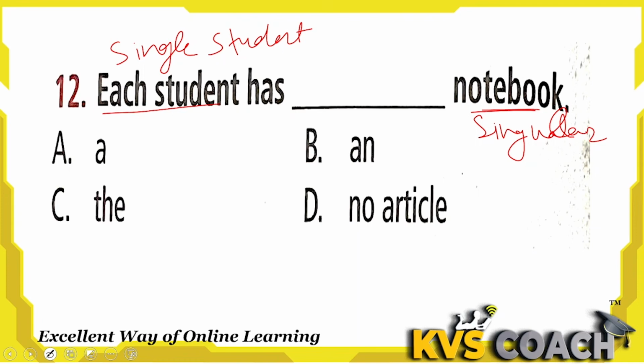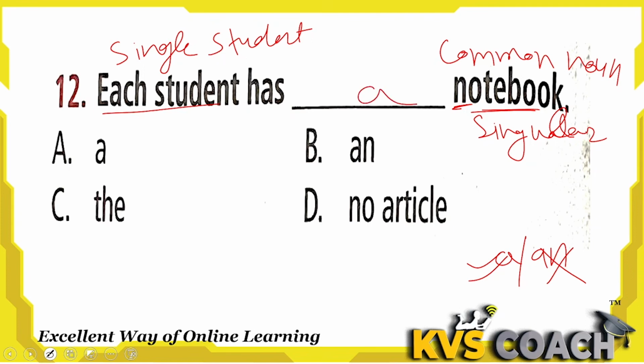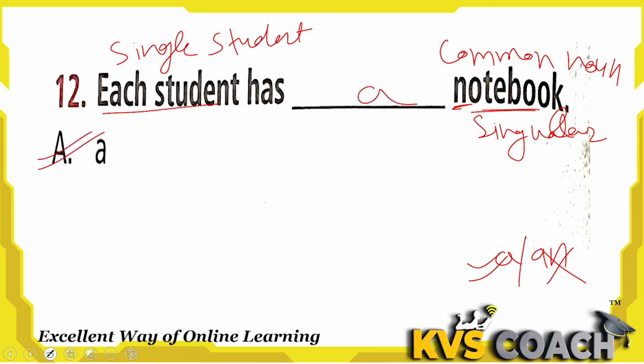So this is not a proper noun, this is a common noun, or general term, we can say that. So for a singular common noun, what do we use? We will use a or an. Here notebook starts with a consonant, so we will use a, not an. So, a notebook: each student has a notebook. A is the right answer here.